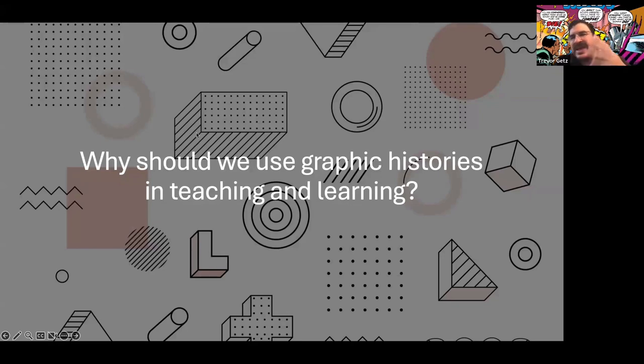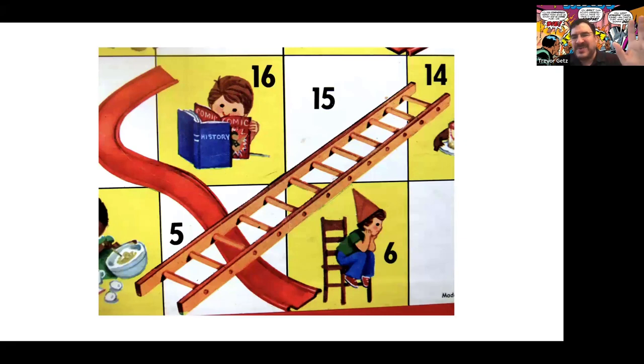But for me, this is one of my favorite images, right? It's from a Chutes and Ladders game, which unfortunately my college students don't know what this game is. Like, do you not play this game? It's amazing, but it's from an actual set, and I love it because there's the kid who's supposed to be reading history, which is our discipline, and instead he's reading a comic book. And what happens to him? He shoots down to the dunce cap.